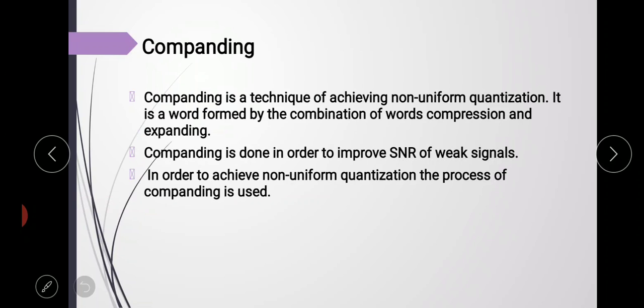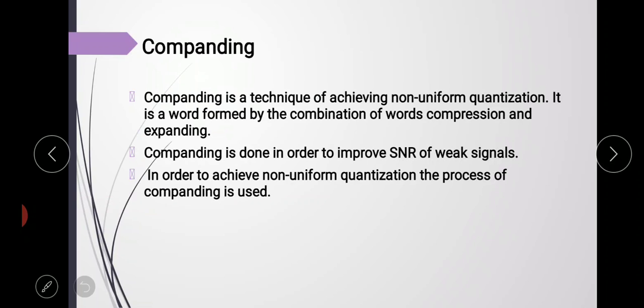Means in the transmitter section, first we compress the signal, then it changes from analog to digital, but in the receiver section, first it is converted from digital to analog, then it is expanded. Okay. Then companding is used to achieve non-uniform quantization. Companding helps to improve SNR of weak signal.